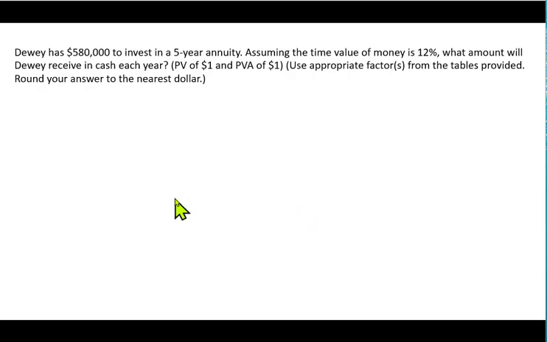Okay, our next problem is another annuity problem, but we're looking for a little something different here. Dewey has $580,000 to invest, and it should say to invest right now in a 5-year annuity. Assuming that the time value of money is 12%, what amount will Dewey receive in cash each year? So the unknown here is this equal periodic payment, and we are going to use the present value of an annuity table, and we're going to plug in the pieces we know and solve for what we don't know.